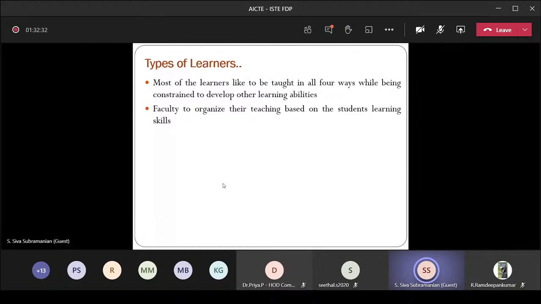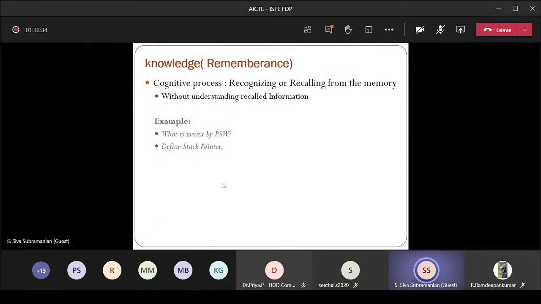Okay. So this is one of the question papers. These are a few questions that you will come across. When it is just the initial level of knowledge or remembrance, the question will be something like, what is meant by PSW? Define stack pointer. Questions will be direct, where a student doesn't have to break their head. He just has to pull out what he has memorized and vomit it, right?